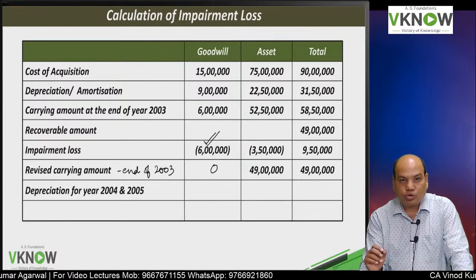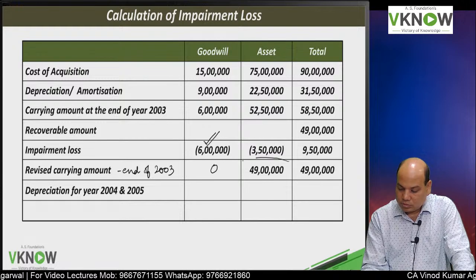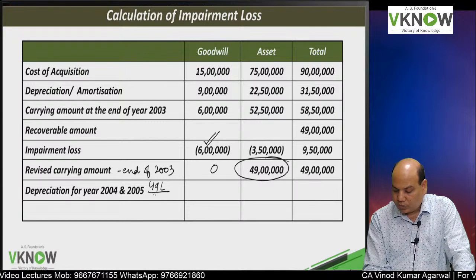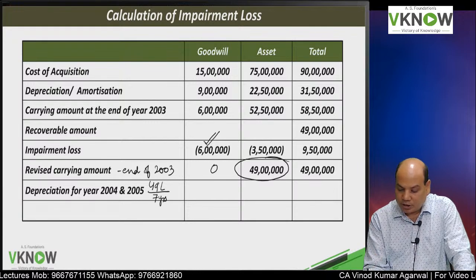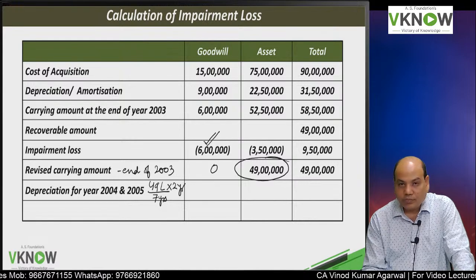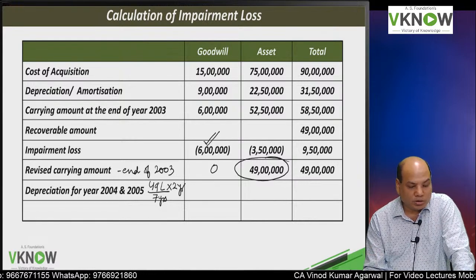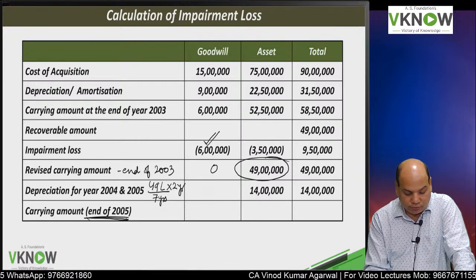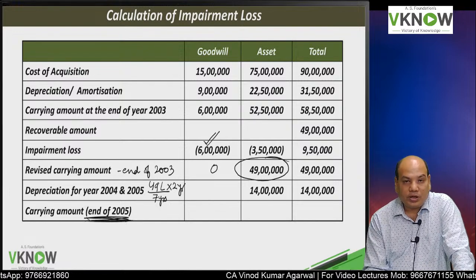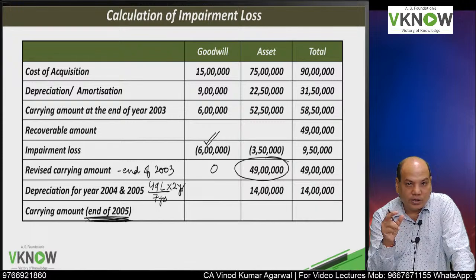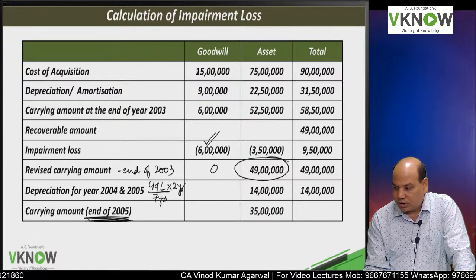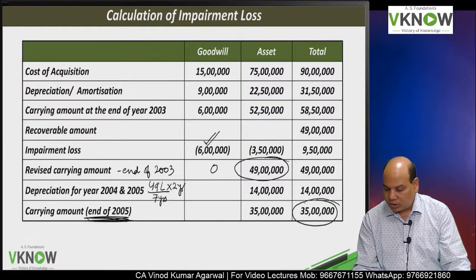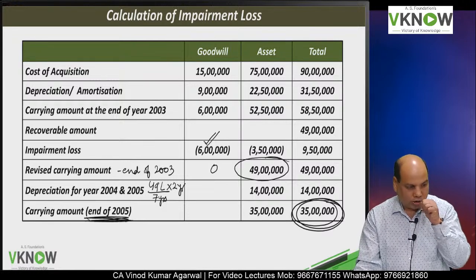After that, 2 more years have passed. This 49 lakh will be depreciated over the remaining 7 years, 7 lakh per annum into 2 years, 14 lakh. So what is the carrying amount at the end of 2005 now? The date when you got the indication of reversal, what was the carrying amount? 35 lakh. The carrying amount was 35 lakh, which means now my carrying amount is 35 lakh.